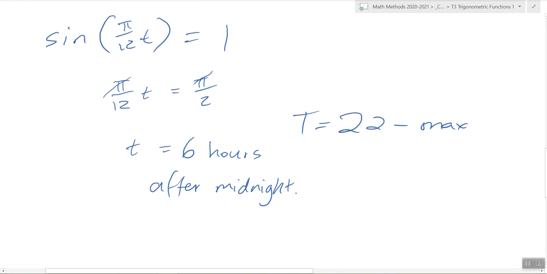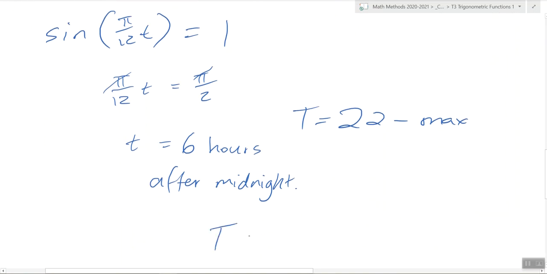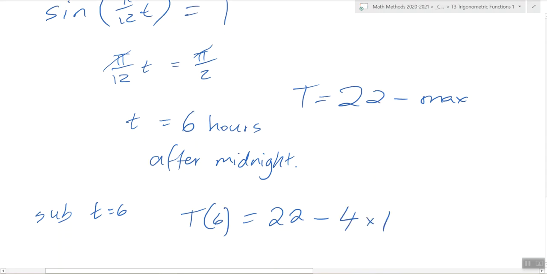If we sub 6 into the equation, we're going to get 22 minus, actually, you need to communicate, so sub t equals 6, or you can write it like this. Have you seen this type of notation? T with the thing you're subbing in. So what's the minimum temperature in Spain this time of the year? 22 minus 4, 18 degrees. Wouldn't that be nice, to be on a beach right now with a minimum of 18 degrees?